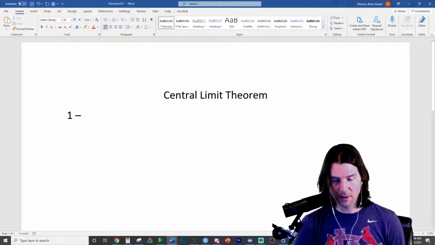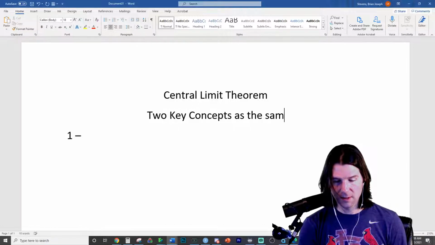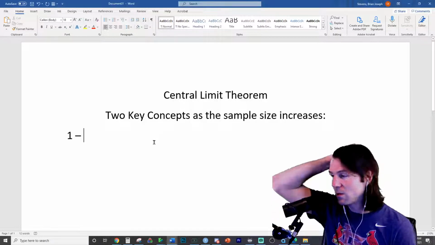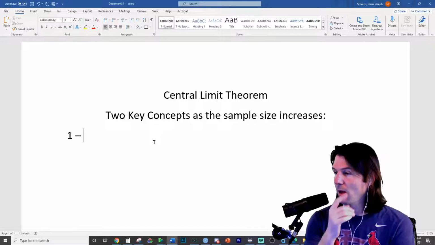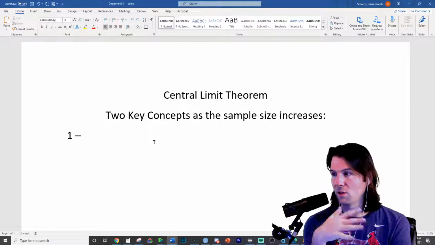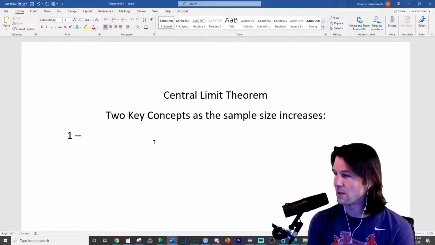And so let's do the central limit theorem. Two key concepts: as the sample size increases. Do the three conditions have to be passed in order? There's no real order to them. They are random, 10%, and success-failure. They need to all pass, but there's no real order. I just like to do random and 10% first because those stay consistent.